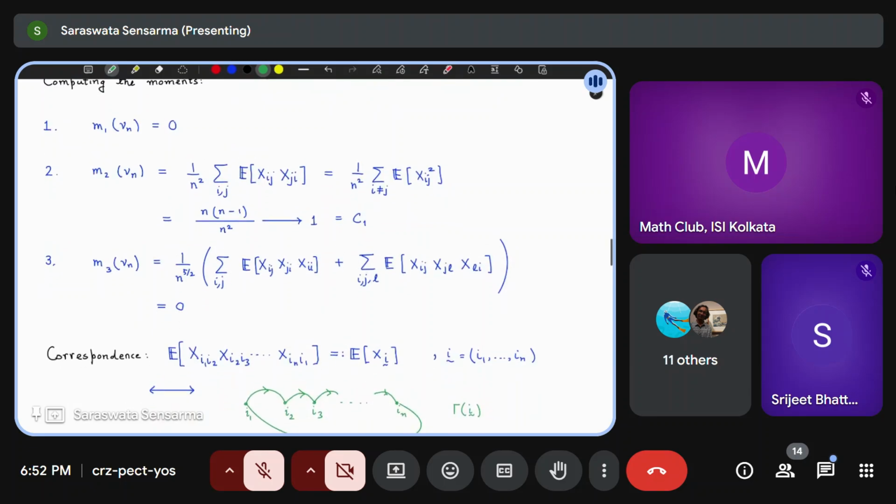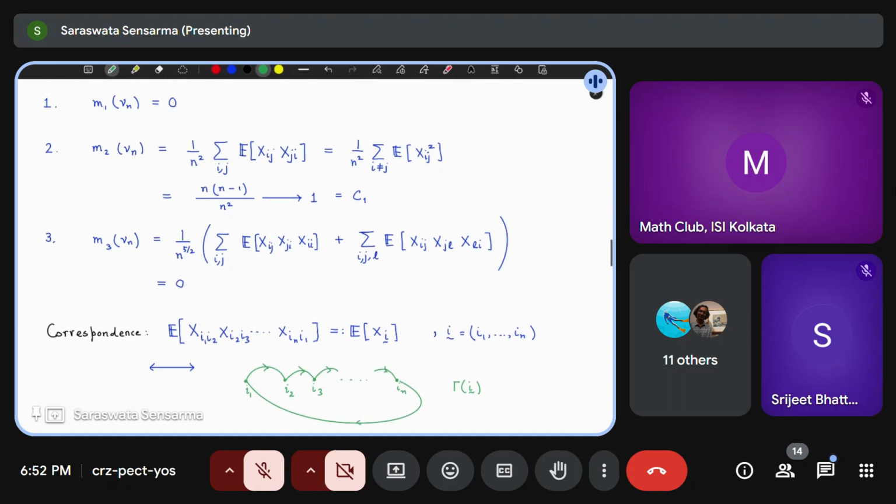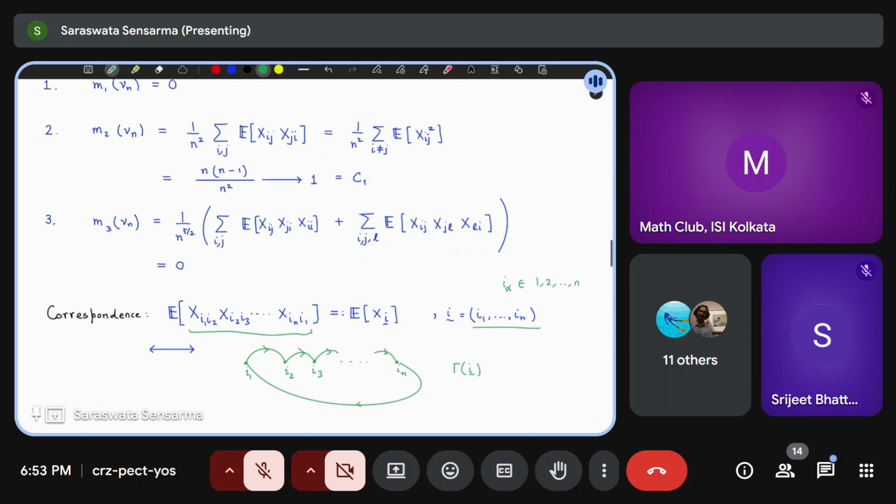However, we need some sort of way of computing nth moments or kth moments. How do we do that? Let's do a little bit of a graphical representation. This product x_{i1 i2} x_{i2 i3} and so on, let's represent it by x_ĩ, where ĩ is just this vector, where the i_α take values 1, 2, all the way up to n, because we are dealing with the n by n matrix. That can be expressed as a graph like this: you start from i1, go to i2, go to i3, go to i4, and so on, go to i_n, then you come back to i1.